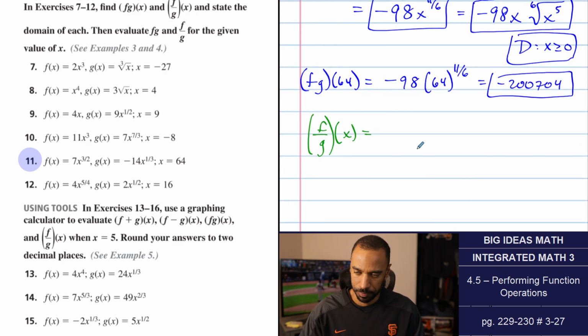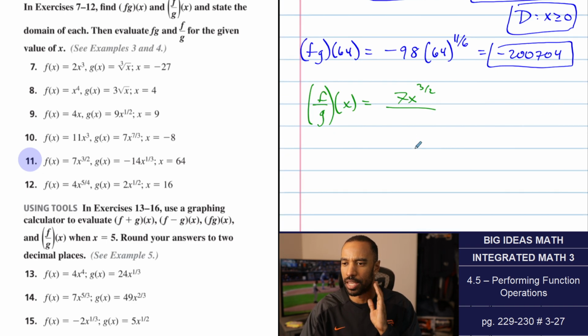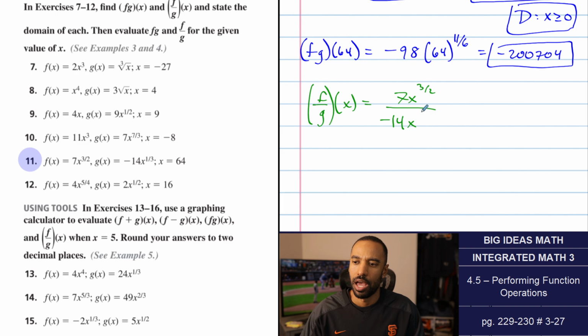7x to the 3 halves divided by, I think it was negative 14x to the 1/3. Negative 14x to the 1/3. All right, let's start with the numbers. These ones will actually reduce. Negative 7 over negative 14 is negative 1/2. So I'm going to start with just writing negative 1/2.